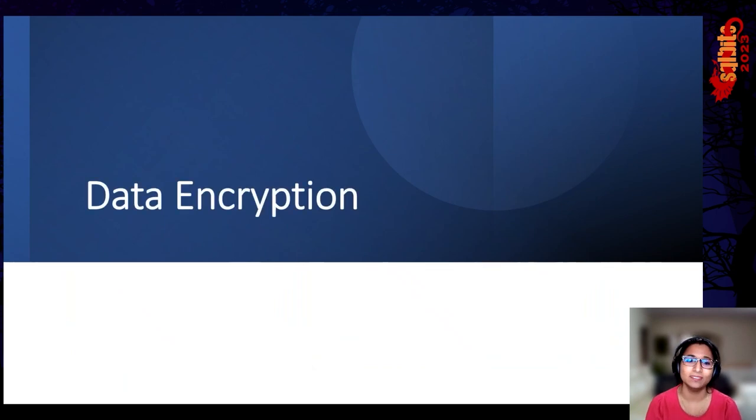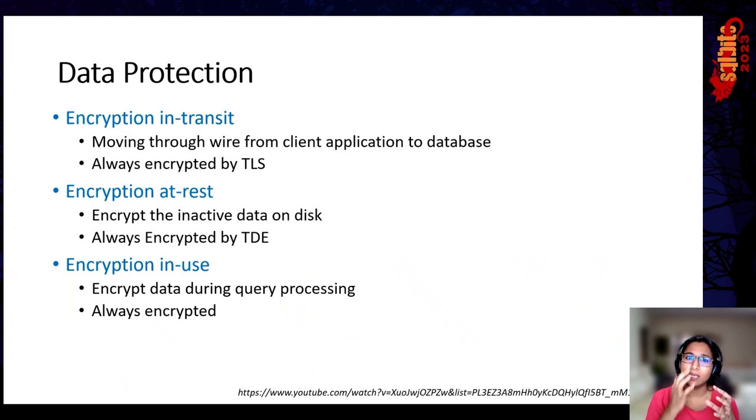Let's talk about an interesting topic, data encryption. Data encryption comes under the data protection layer. We have different flavors under data protection, and encryption is a main part of it. Encryption in transit means the data as it moves in and out of the database, from the database to the application and from the application to the database, needs to be protected. By default, encryption in transit is taken care of by Transport Layer Security. This is enabled by default, and you are enforced to choose the TLS version.